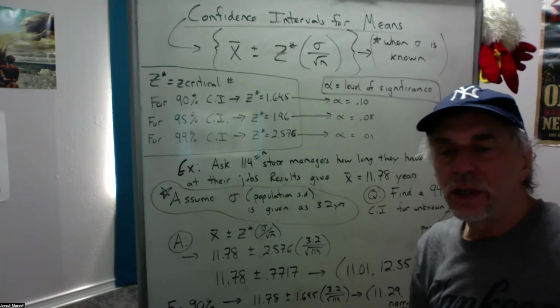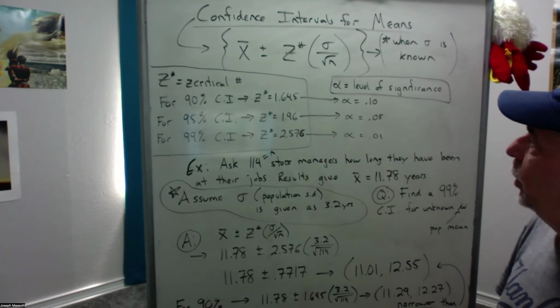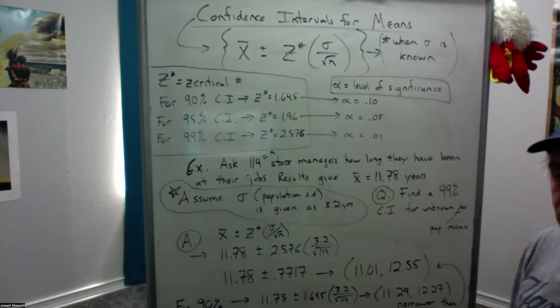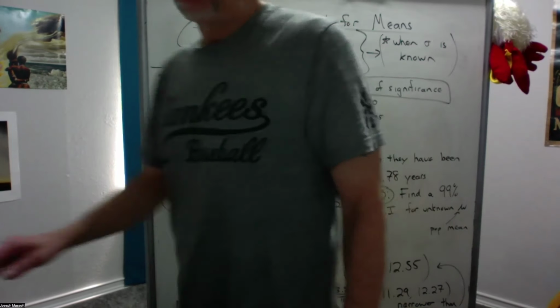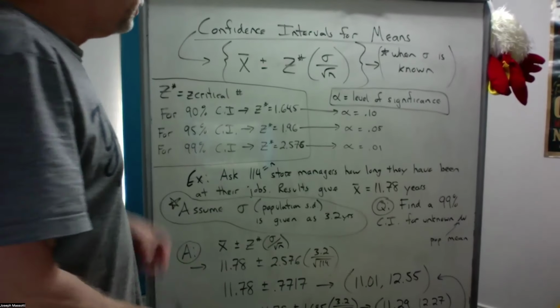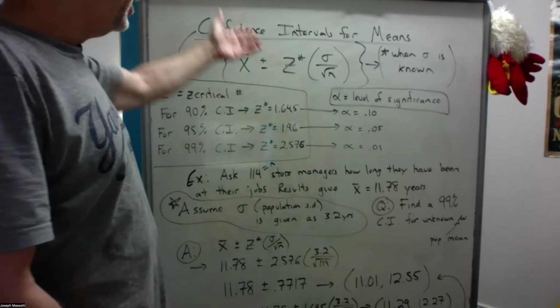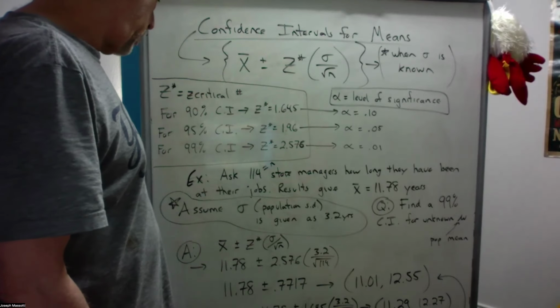All right, so confidence intervals for means. So we just talked about the sampling distribution of the mean, and now we're going to use those ideas to come up with a confidence interval for an unknown population mean. Okay?